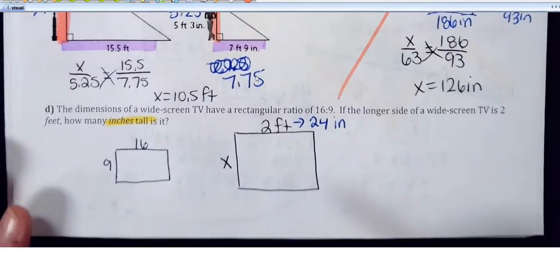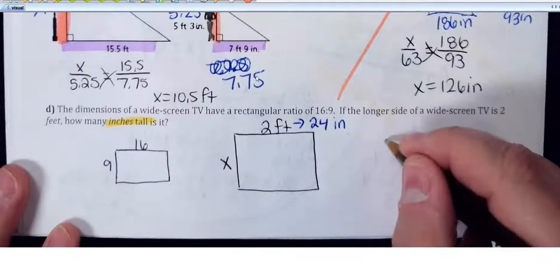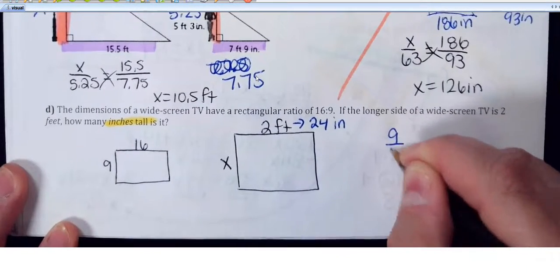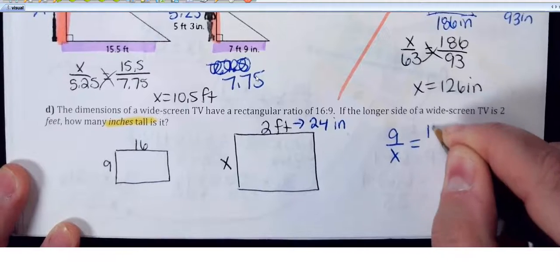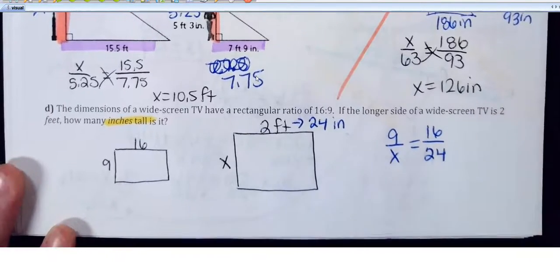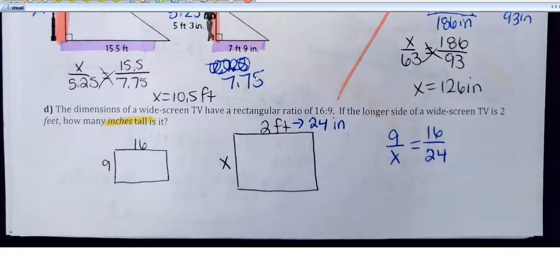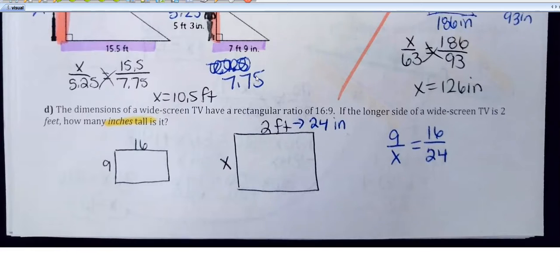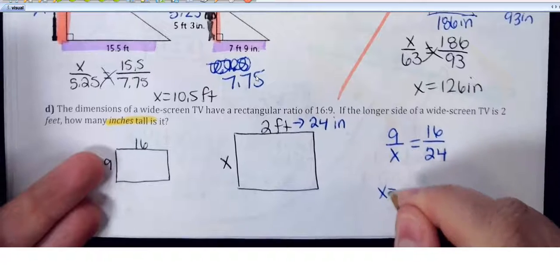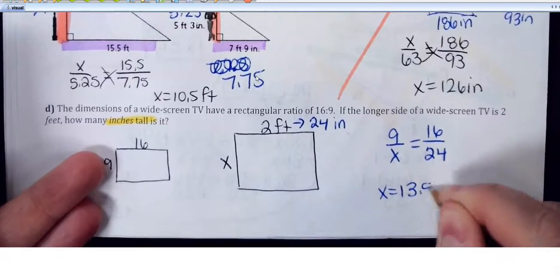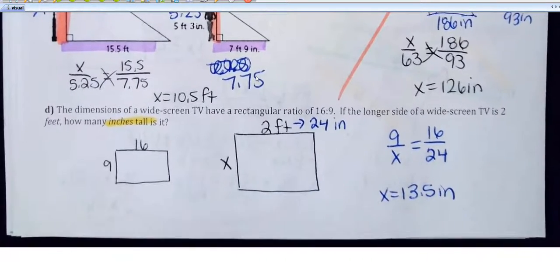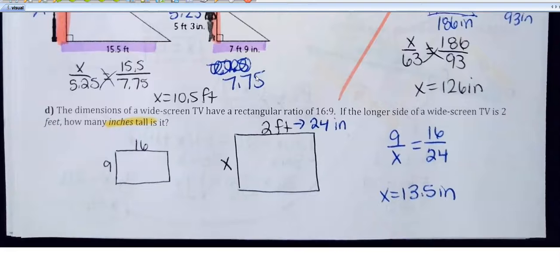But anyway, I would just do 9 over x equals 16 over 24. And then we can just cross multiply and divide to get the height of the TV. It's going to be really small. 9 times 24 and then divide that by 16. So the height of the TV is actually 13.5 inches. So this would be a little mini TV. All right, is anybody having a question?